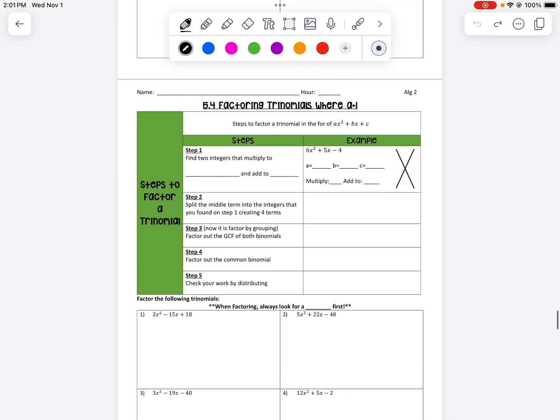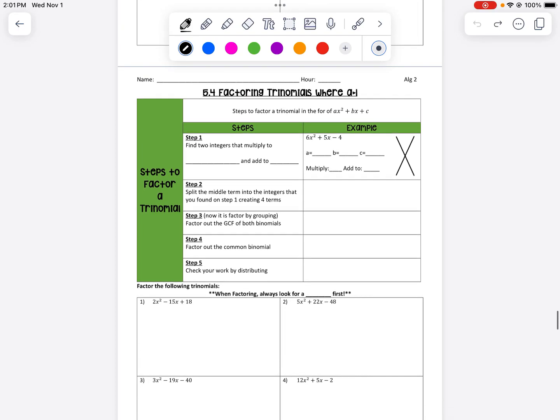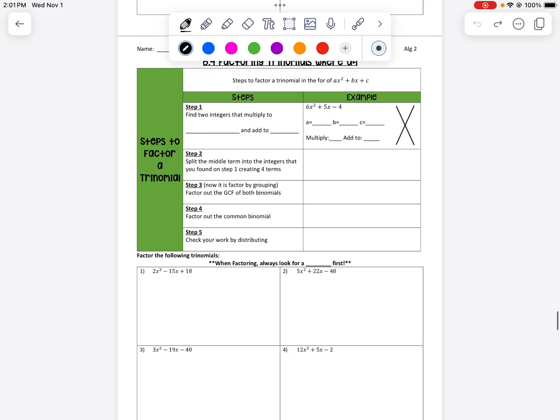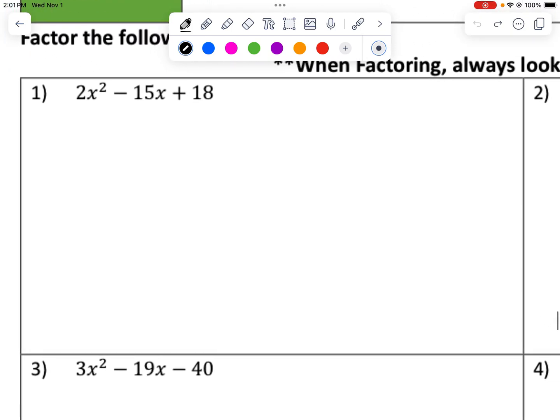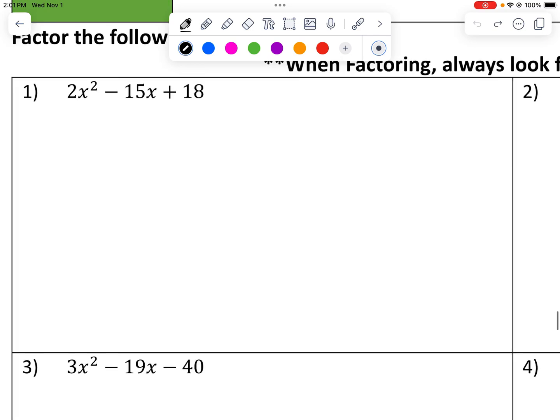Good morning, friends. We are going to continue our discussion on factoring, but today we're going to factor when the lead coefficient is not 1. In other words, when there is a number in front of the x squared term. So if we look at this first problem, we notice, first of all, that there is not a greatest common factor. 2, 15, and 18 do not share anything in common other than the number 1.